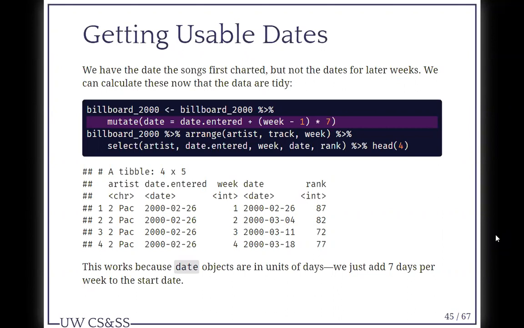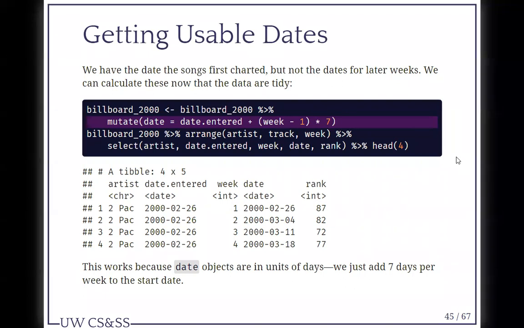About getting usable dates. We have the date the songs first charted, but not the dates for later weeks. We can calculate these now that the data are tidy. So let's say we take the Billboard data and then mutate date equals date.entered plus the week column minus 1 times 7.